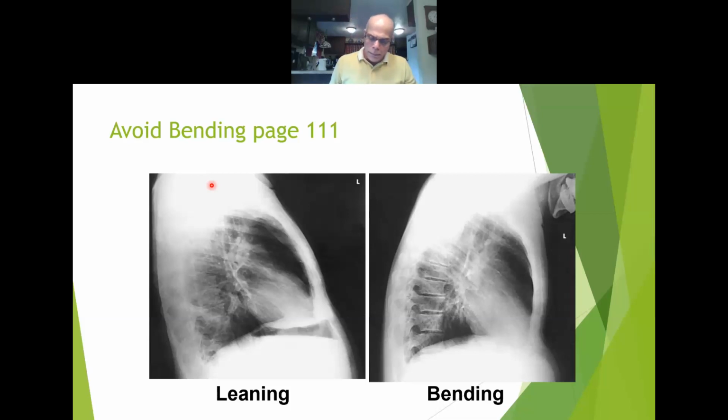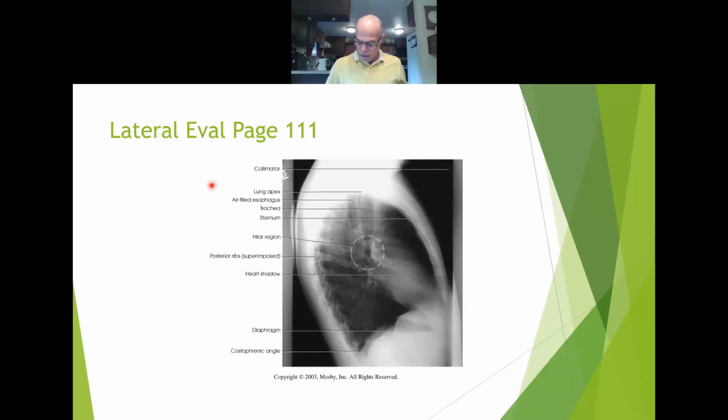Let's see, evaluation criteria. Let me go to the next one. This is still on page 111. Evidence of proper collimation, 1 inch front and back, and we want to keep it open 17 inches top to bottom. The arm or its soft tissue not overlapping. See how the arms are not overlapping the apex? Well, look here. There is your air-filled trachea. There's your esophagus, got a little air in it.